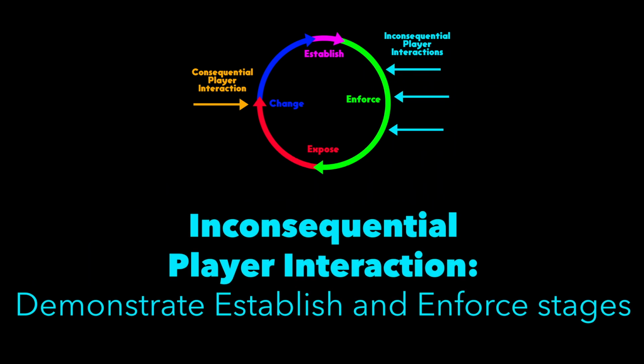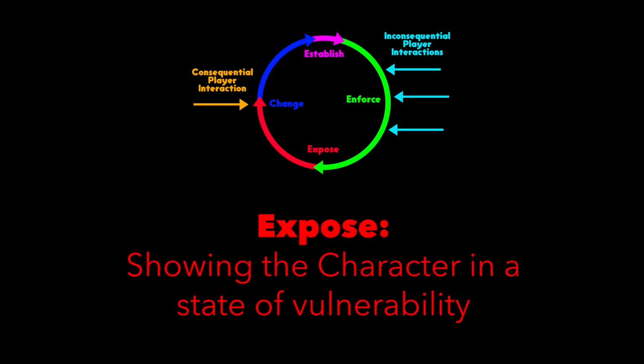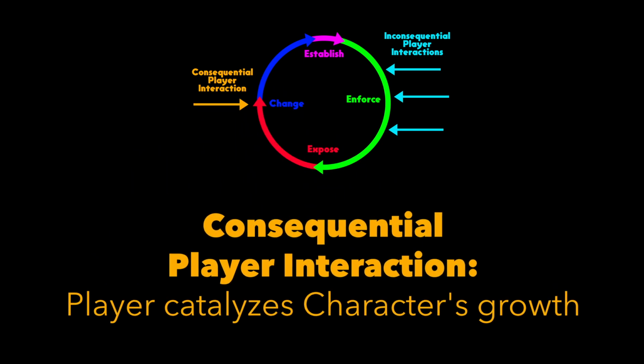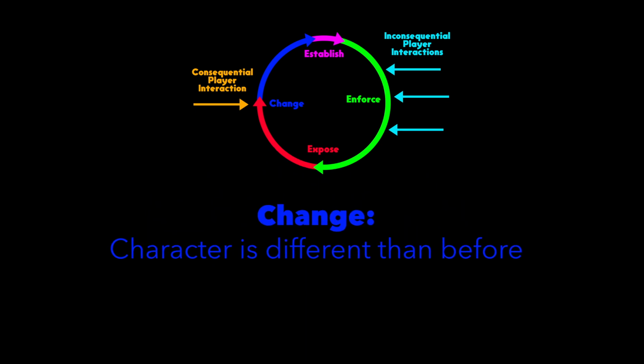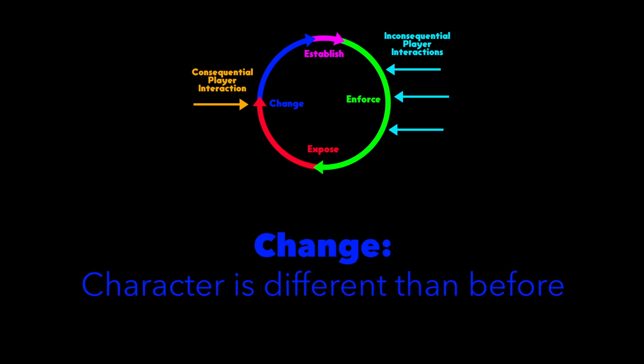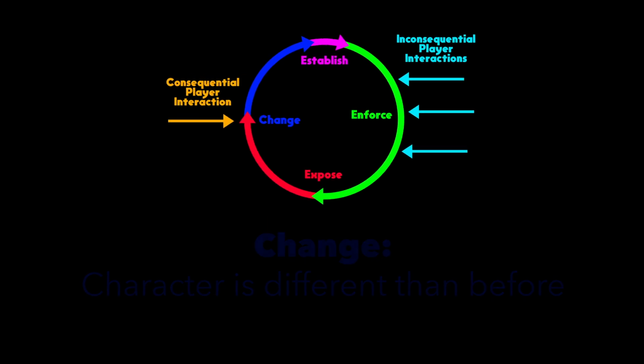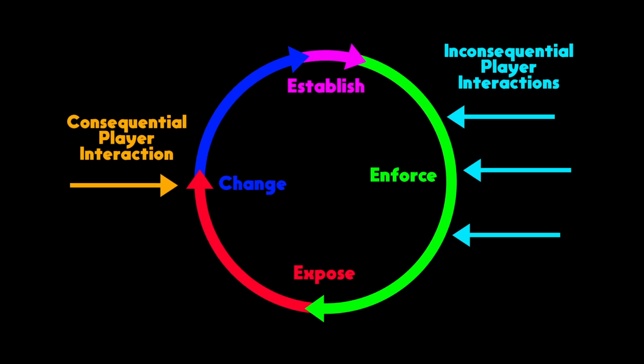When a player interacts with the character in this part of the cycle, we're reinforcing the character's personality and story function. When you expose a character, you're letting that character be vulnerable and susceptible to outside forces. When a player interacts with the character in this part of the cycle, this is where they will have a meaningful, impactful influence, which will lead to changing a character. Here, we want the character to undergo some sort of change, even if it's minor, which will then establish, and will take some time to enforce the new status quo until they hit a new point of vulnerability.